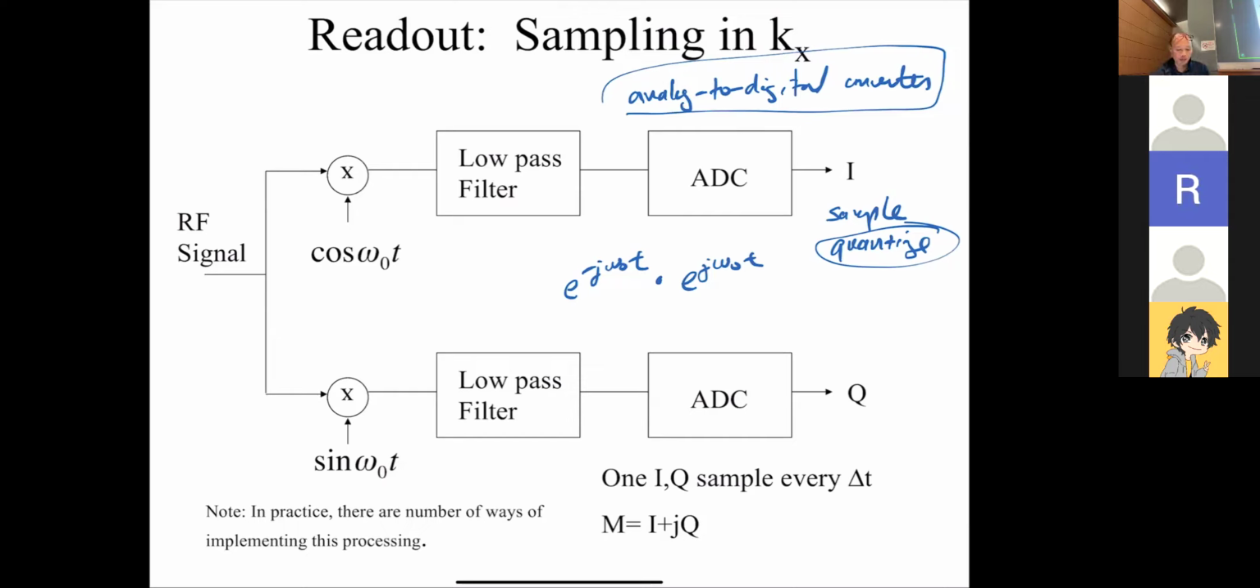So MRI has that as well. We have some analog signal coming out of the RF coil. We need to measure the voltage. We sample the voltage and we quantize it. And then that gets stored as a number.